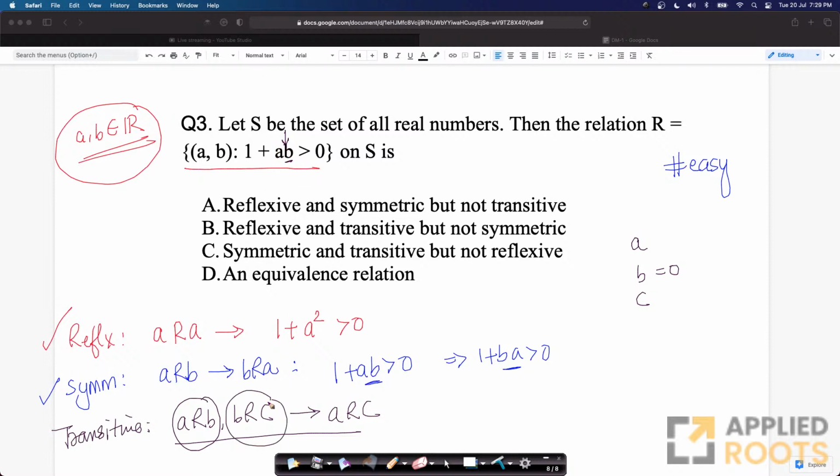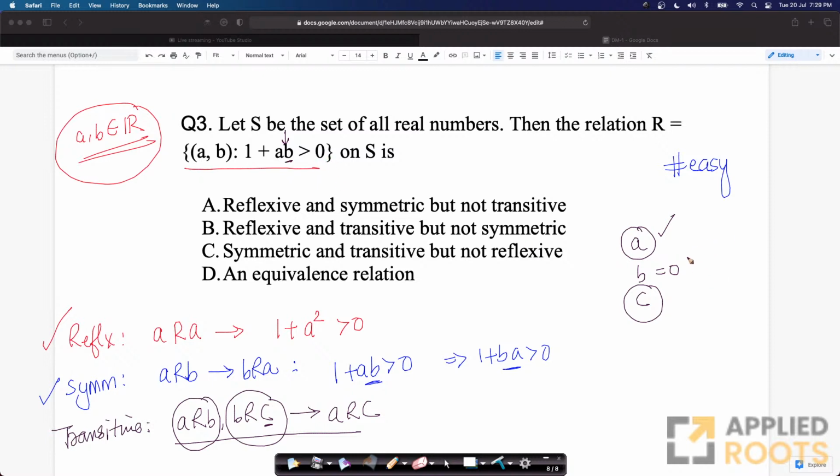Similarly, whatever the value of c, look at this, whatever the value of c. So if b equals 0, for all values of a, a will be related to b. Similarly, b will be related to c, because b into c, whatever the value of c is, b into c is 0, and 0 plus 1 is always greater than 0.